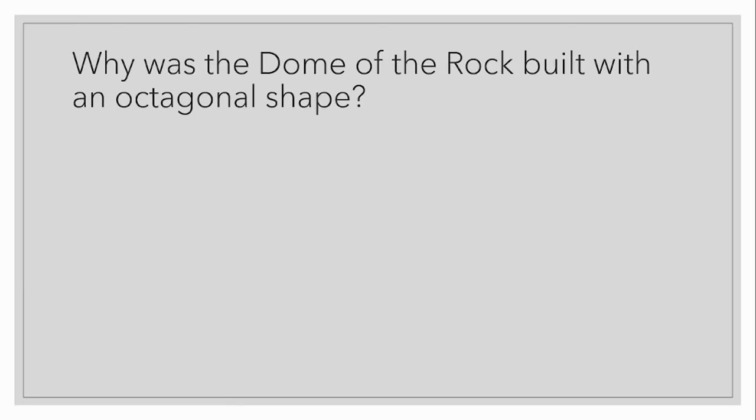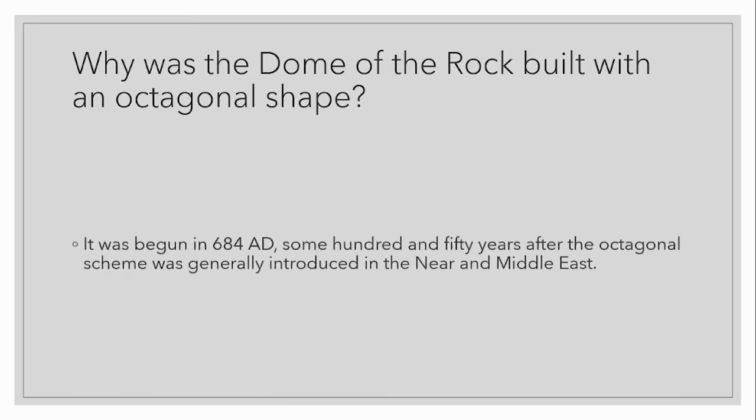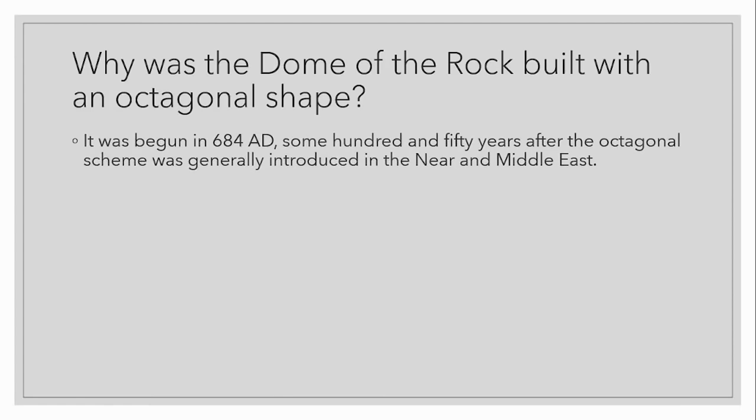So, on to the main topic today. Why was the Dome of the Rock built with an octagonal shape? So the Dome of the Rock was begun in 684 AD, some 150 years after the octagonal scheme was generally introduced in the Near and Middle East.